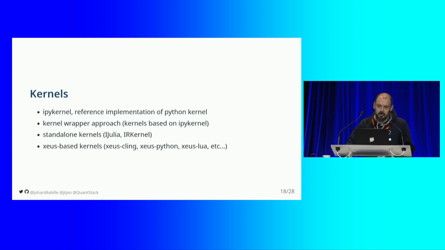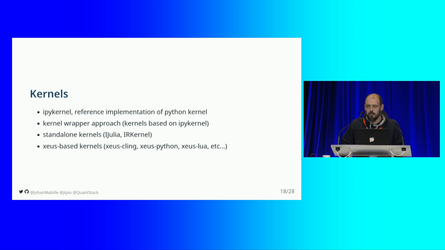So regarding kernels, there are, I think, more than 100 kernels now, so that's just a lot. IPyKernel is a reference implementation of a Python kernel. Now, if you want to implement a new kernel, you have basically 3 ways of doing it. The first approach is you can reuse the IPyKernel machinery. So that's a kernel wrapper approach.